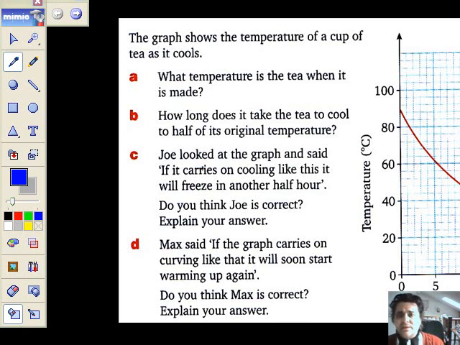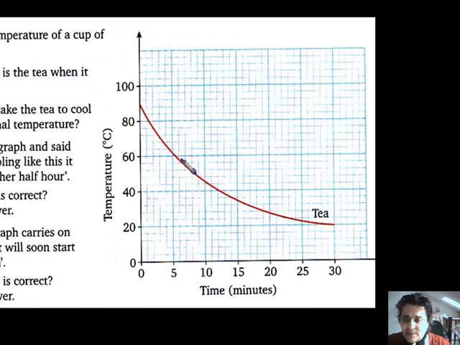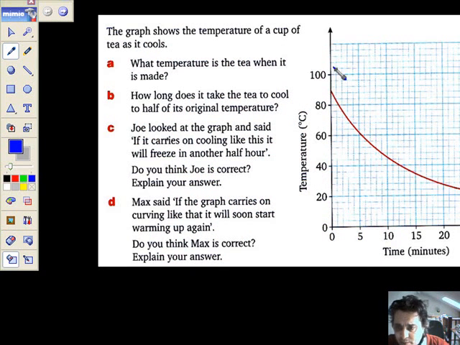It says the graph shows the temperature of a cup of tea as it cools. Essentially what we have is a cooling curve following the trend shown there in the graph on the right. What temperature is the tea when it was made? Well, I think we go between 80 and 100. We're looking at 90 degrees, aren't we? So 90 degrees C.